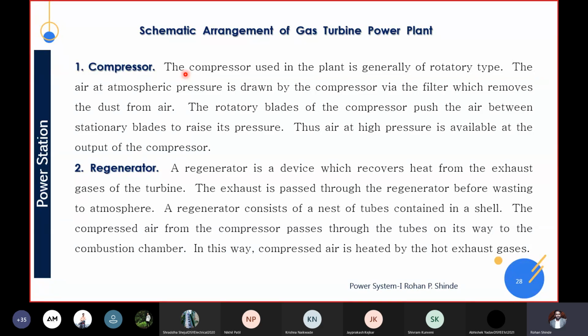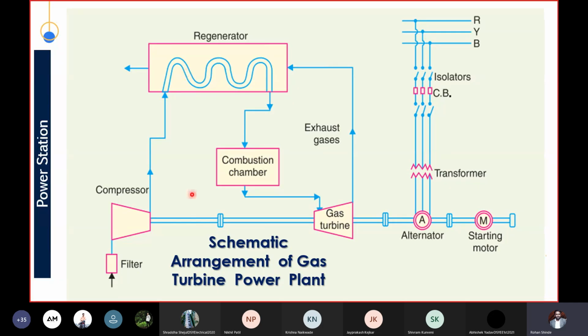That means, see here, I have shown you the figure. First of all, we will see this last sentence: in this way, compressed air is heated by the hot flue gases. Now see here, air is there. Now this high pressure air will be moved towards a regenerator. See here, the regenerator is there.